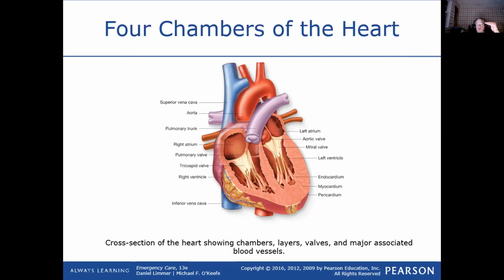So let's say we always say a normal blood pressure is 120/80. Okay. So let's say the 120 stays at 120, but the 80 goes to 90. So the pulse pressure is the difference between the systolic and the diastolic.